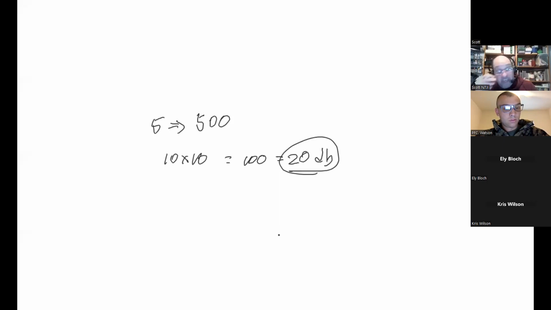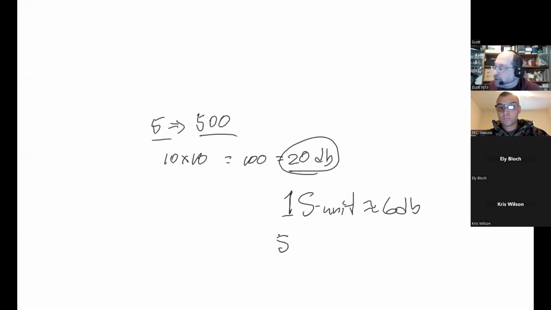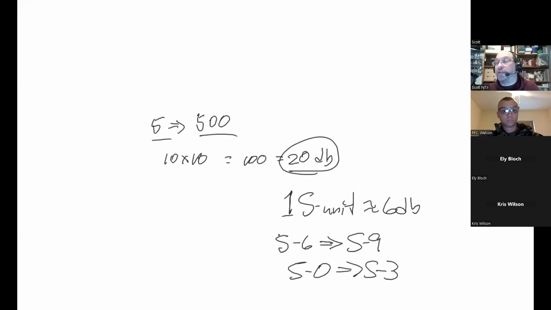By convention, if you look at a radio, 1 S unit, as it's called, is about 6 decibels. So by switching from 5 to 500 watts, if you were originally an S6, you would now be an S9. If you were an S0, you would be an S3. There are times when using extra power is really useful. There are times when it really doesn't matter.